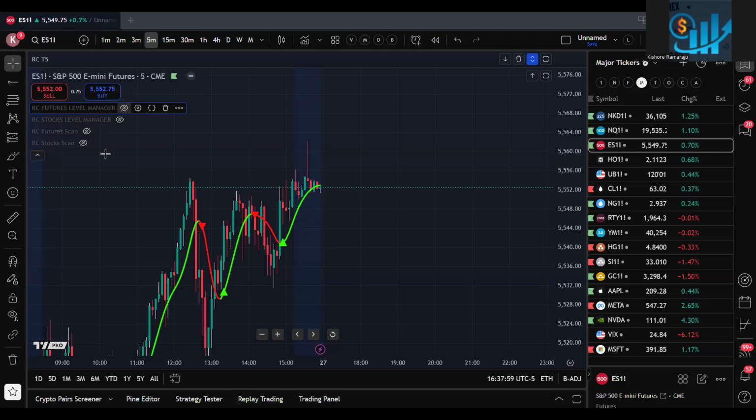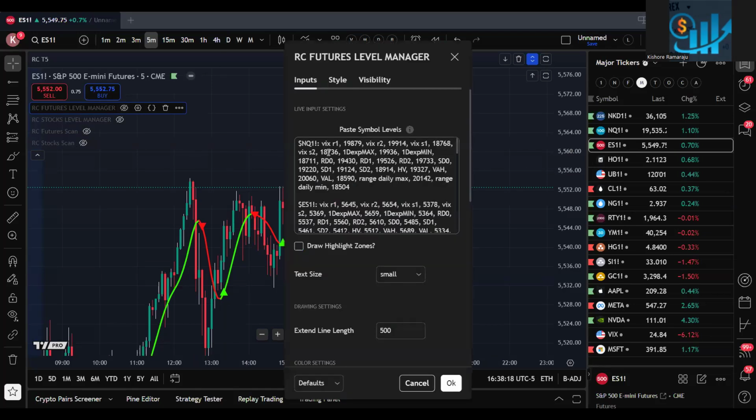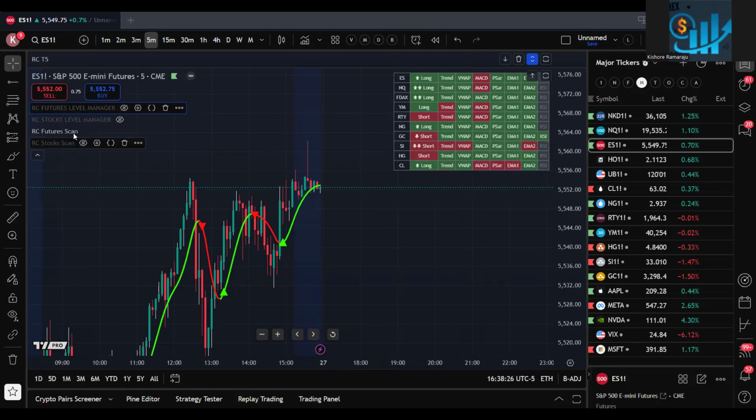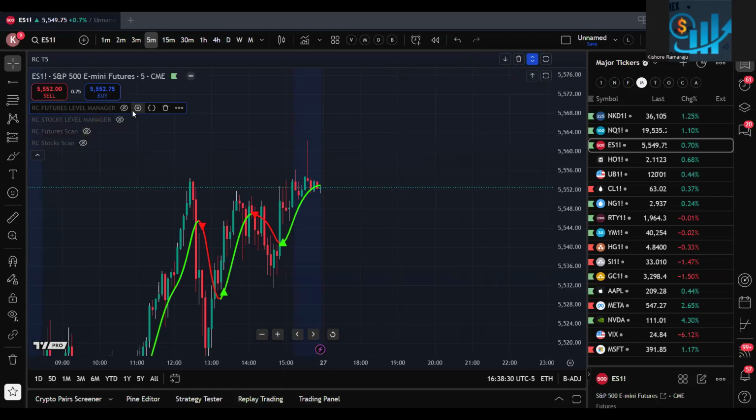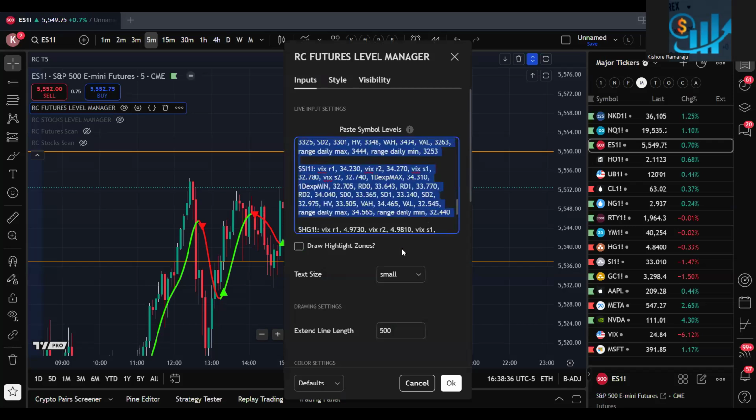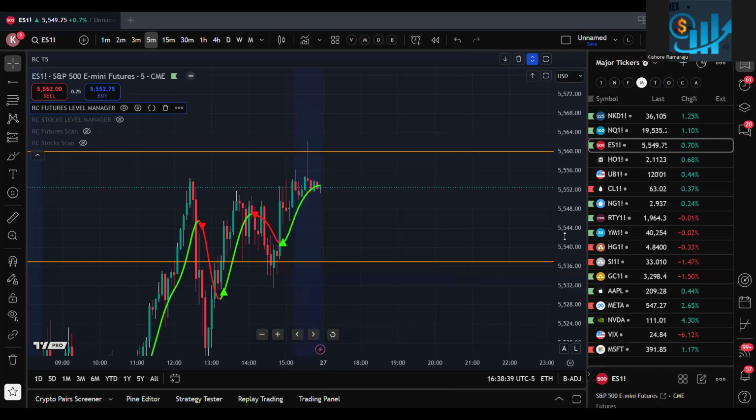Then second question: if you have this one, right, if you put these levels, then automatically with the scanner you have to draw the levels. If you only have the scanner, you have to draw levels by yourself. But if you have the Levels Manager, all you need to do is just copy paste these levels from the notepad file. Then automatically that will draw everything for you.